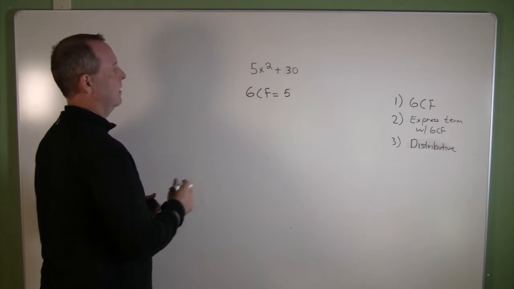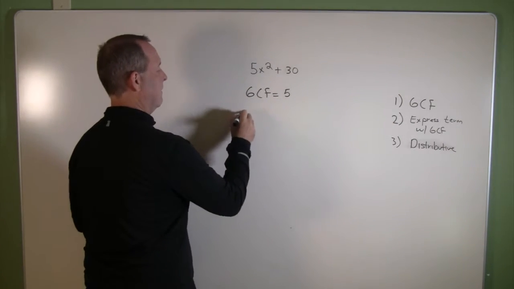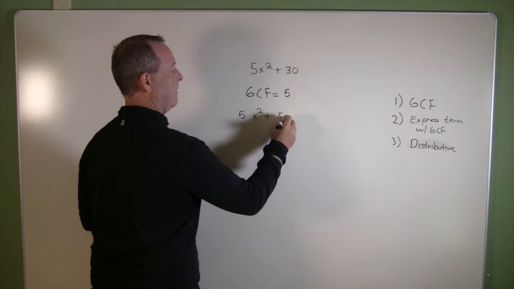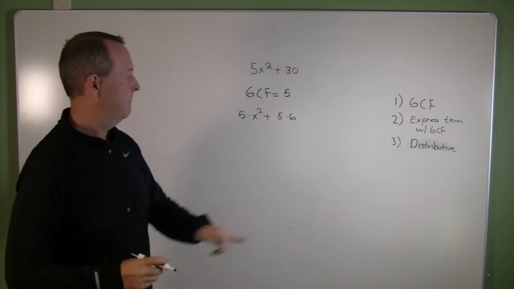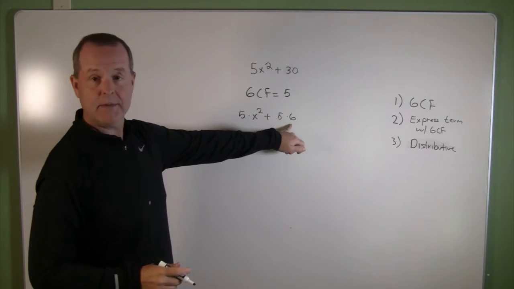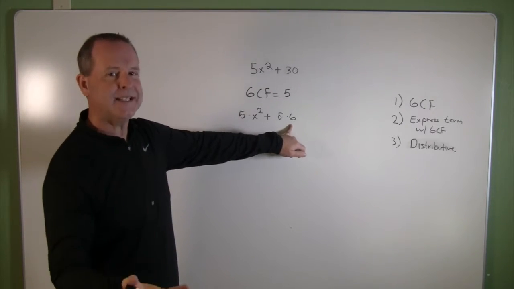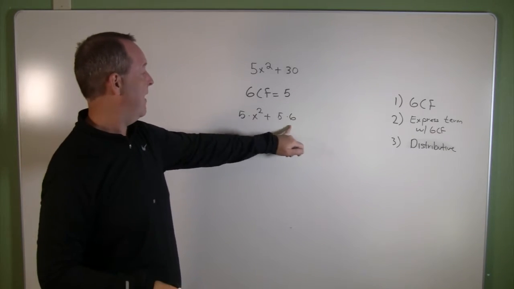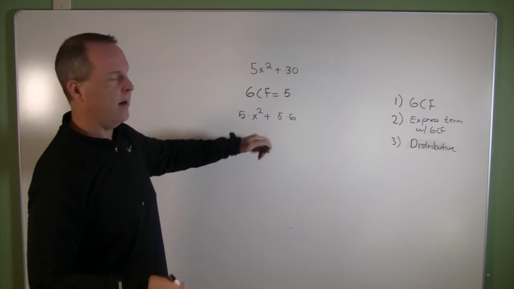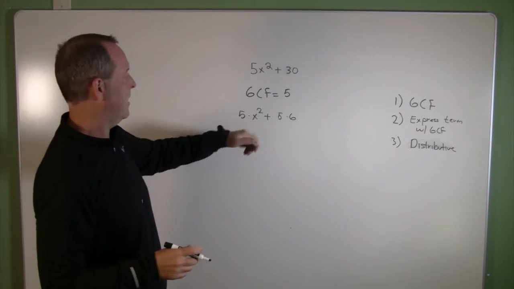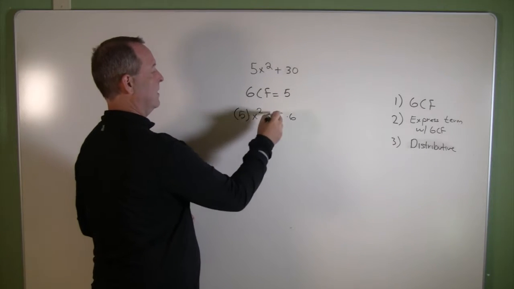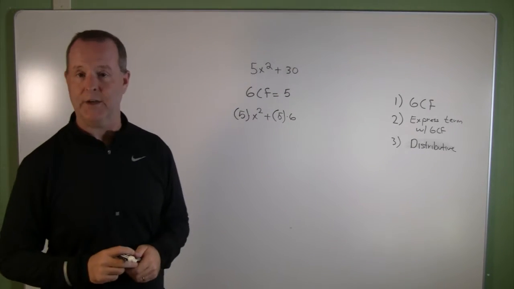Then the next step I want to do is rewrite my expression in terms with that greatest common factor, which means 5 times x squared plus 5 times 6. 5 times 6 is still 30. I just expressed it as factors, including my greatest common factor. And 5x squared, I just put a multiplication in between it, 5 times x squared, to kind of set it off to the side. So you see in both of these terms, there's my greatest common factor.